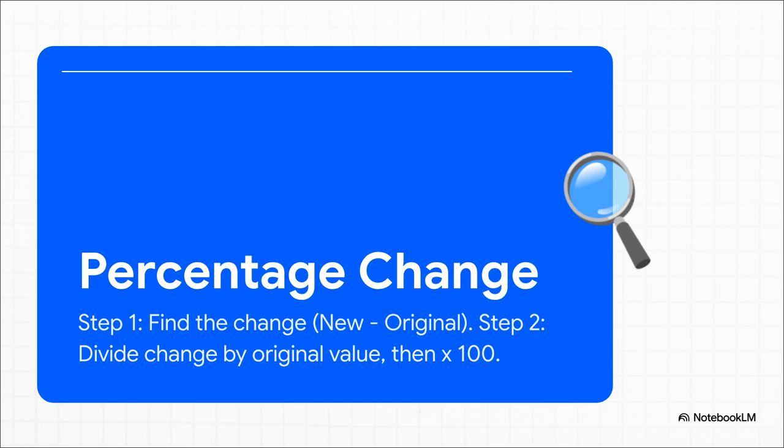All you do is find the difference, the new number minus the old one. Then you just divide that difference by the original number you started with. That's it. It tells you not just that it changed, but it gives you a feel for how big of a deal that change really was.